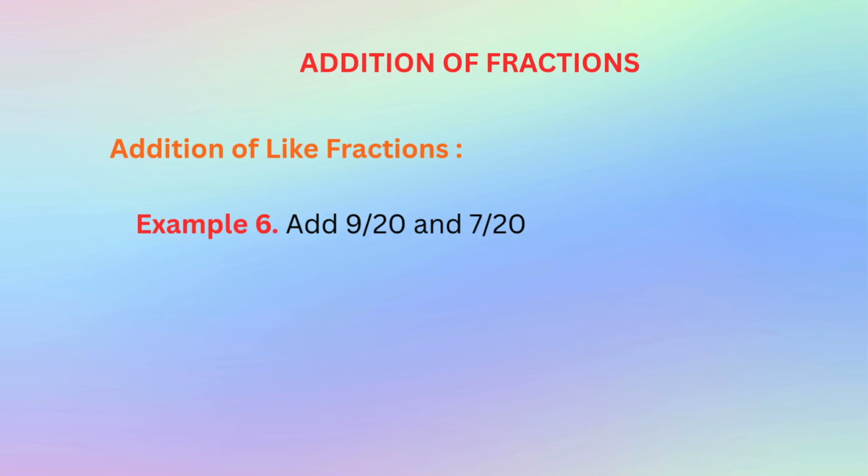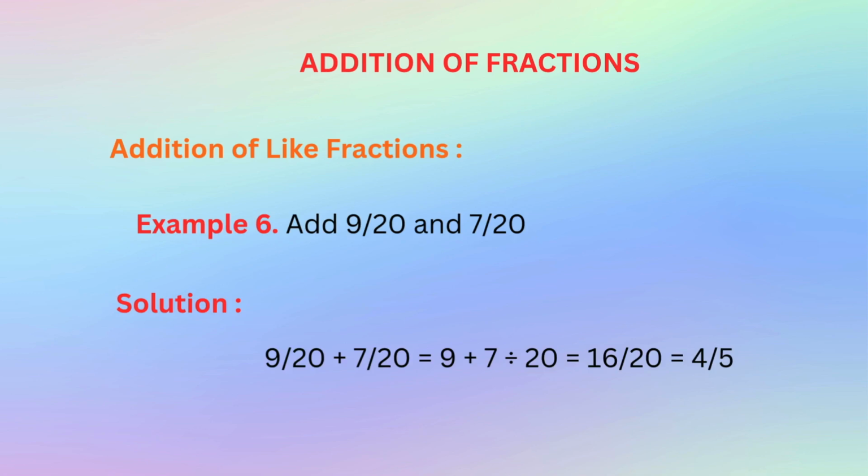Addition of fractions. Addition of like fractions. Example 6. Add 9/20 and 7/20. Solution. 9/20 plus 7/20 equals 9 plus 7 divided by 20 equals 16/20 equals 4/5.